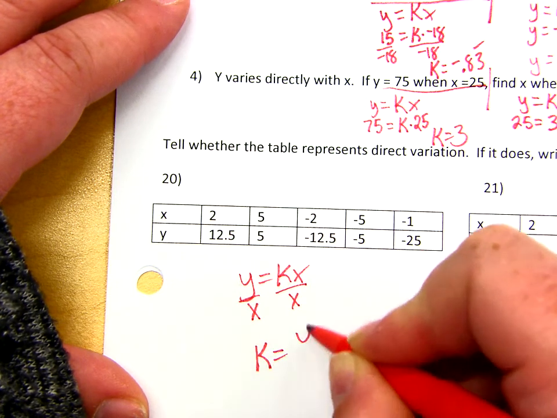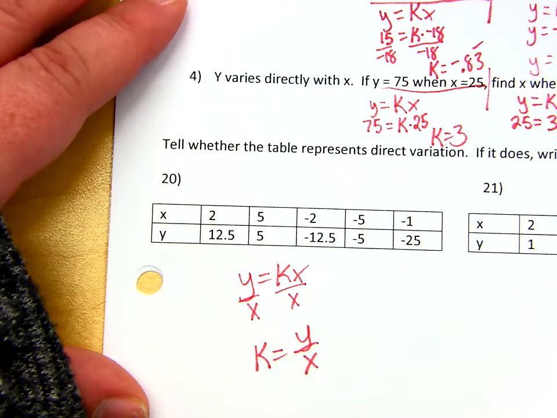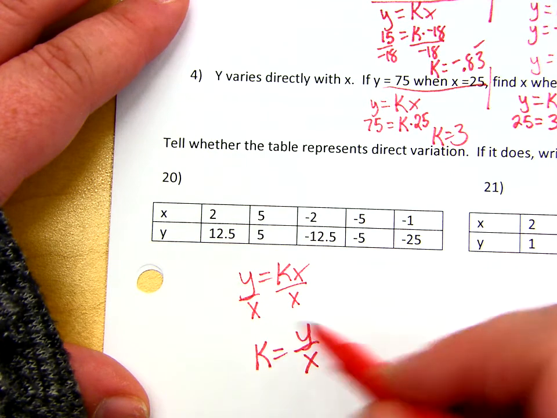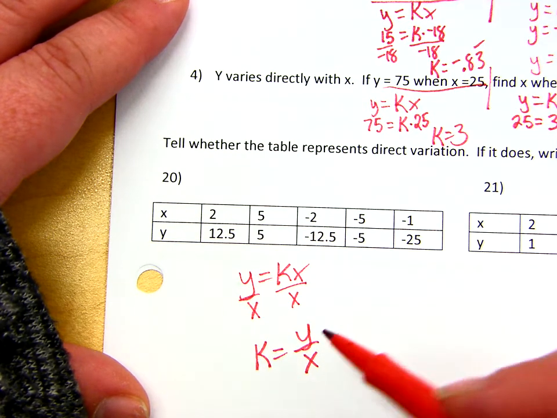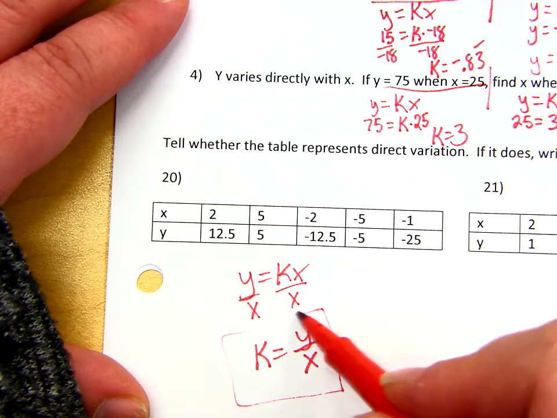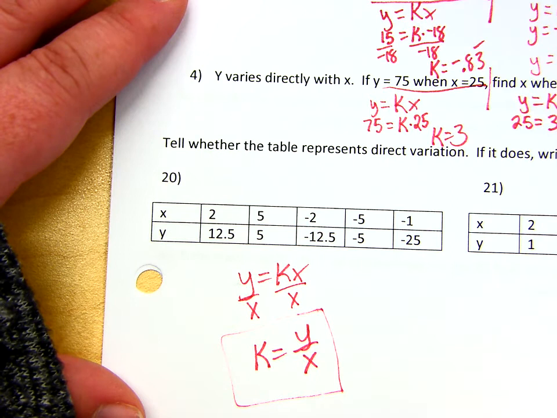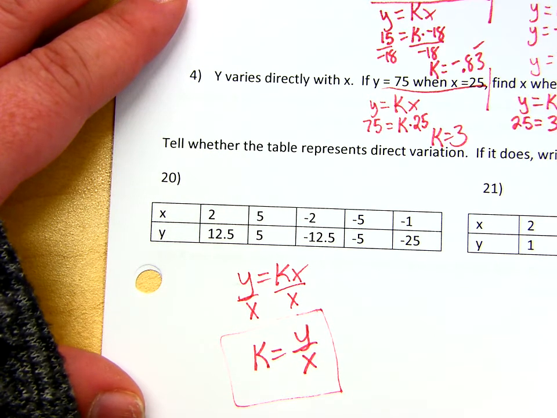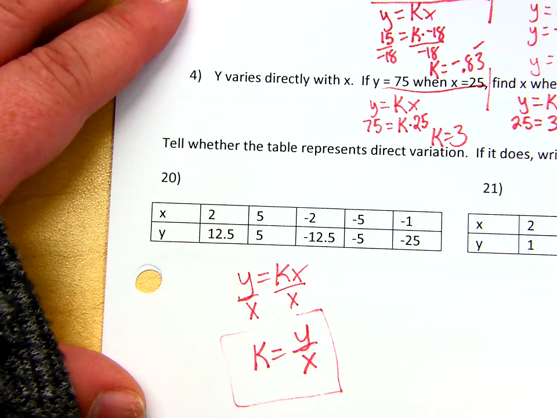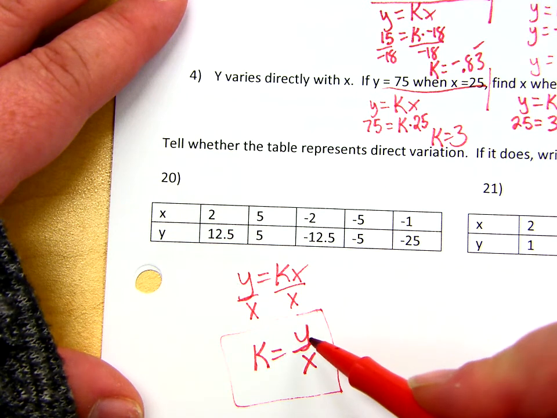Sometimes you'll actually see people talk about direct variation like this instead. So instead of doing y equals kx, occasionally you'll see it this way: k equals y divided by x. I like to do it this way in a chart because then it's so easy to tell if I have direct variation or not. So here's all you have to do.